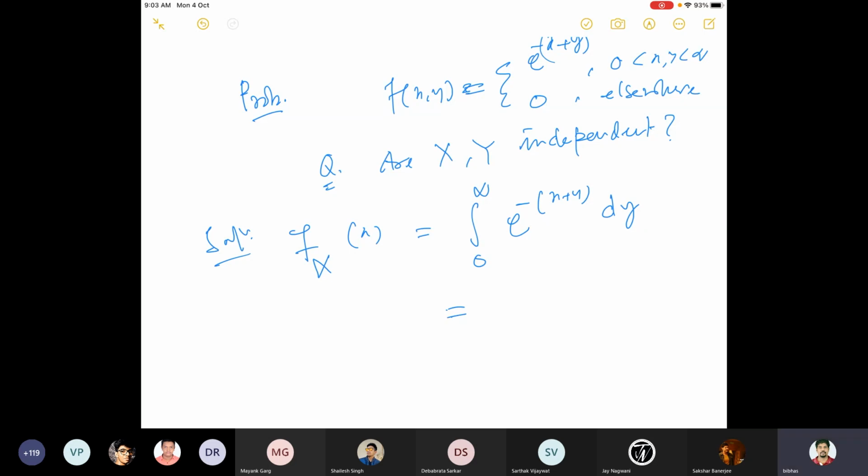Can anybody perform this integration and tell me what this is? The marginal corresponding to capital X is e raised to the power minus x. E to the power minus x. Wow.